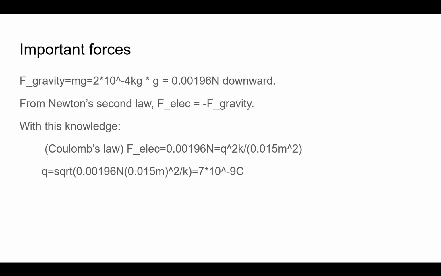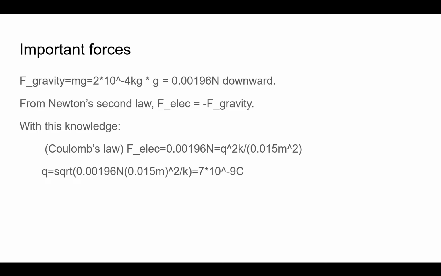Now, assuming that all the gravity is concentrated onto one point, we find that the force of gravity is mg, which is the mass we found earlier, times the gravitational constant, which is 0.00196 downwards. And from Newton's second law, the electric force, which is acting upwards, we are assuming because we're treating it as point particles, equals the negative force of gravity.